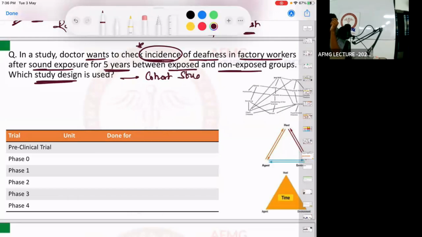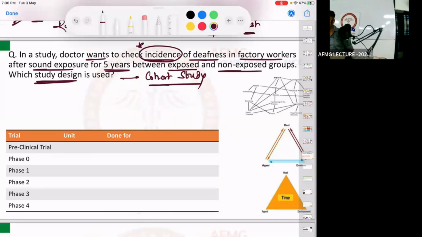So if they ask you to calculate incidence, relative risk, population attributable risk or attributable risk, the answer would straight away be cohort study. If they ask you for odds ratio, then the answer would be case control study. No issues with this. Remember. If it is forward looking, the doctor is starting the study now, and after 5 years of exposure he will calculate the incidence.